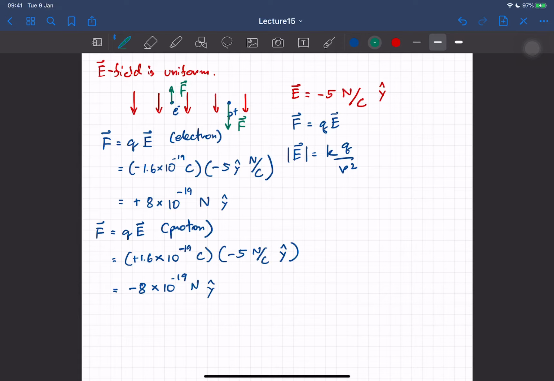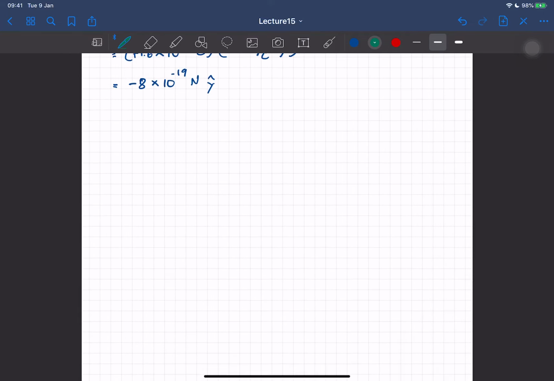So let's continue. I'm gonna talk about the superposition also for electric field, and instead of talking about the theory, which actually is pretty simple, I'm gonna do the same problem that we did last time, but I'm gonna do it using electric field. Okay. So what did we do last time?